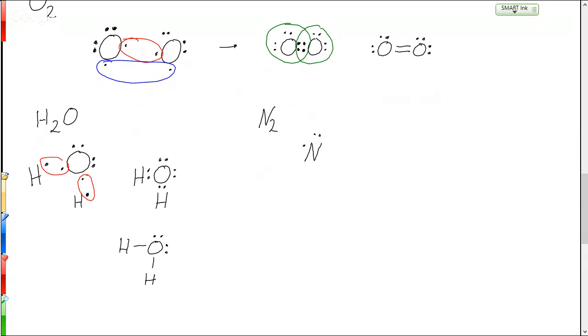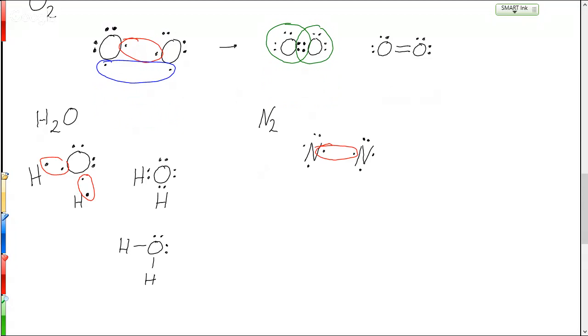Nitrogen has 5 valence electrons, so we've only got 5 dots there. And since it's a pretty simple formula, just 2 nitrogen atoms, that means we're going to connect them together. So we know that much. Now we just have to figure out how we're going to connect them. So we can connect these two, but what do you find when you add those up?